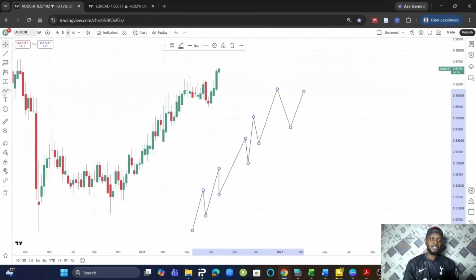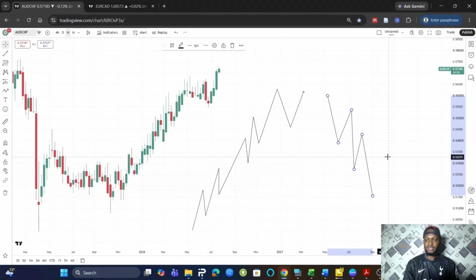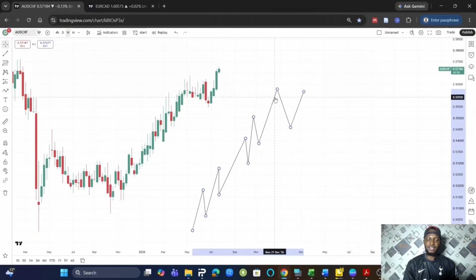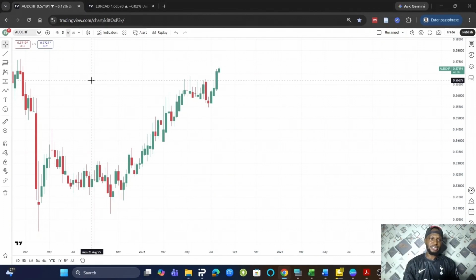A downtrend is typically like this: lower high, lower low, lower high, lower low, right? So an uptrend is higher high, higher low. A downtrend is lower low, lower high, lower low, lower high, if I'm not mistaken. So in a nutshell, this particular pair AUD-CHF is in an uptrend on the weekly time frame.